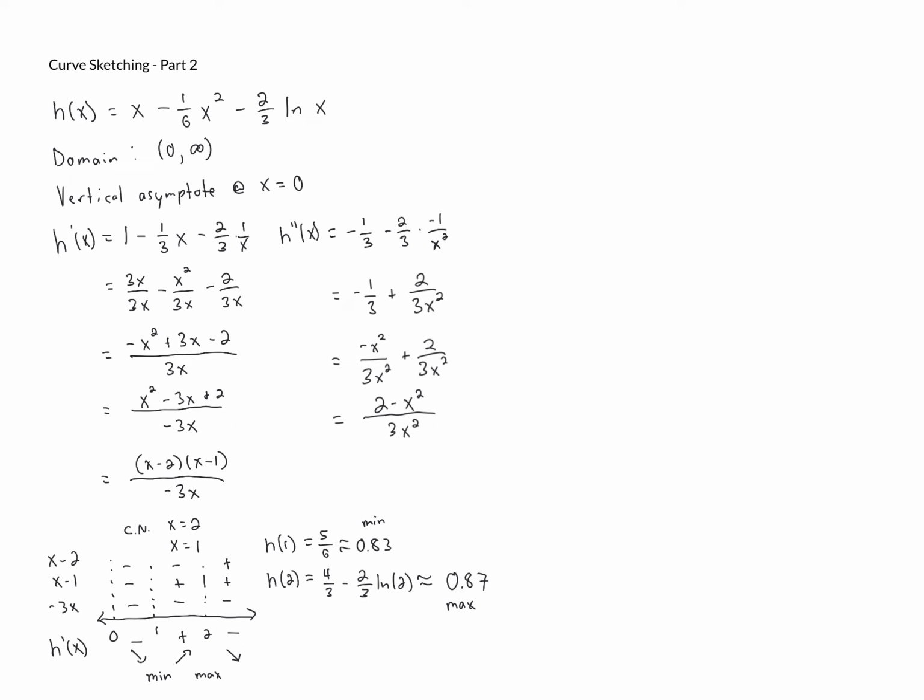2 minus x squared over 3x squared. Now, this is going to equal 0 whenever the numerator equals 0. And that's going to equal 0 when x squared is 2, which is when x is plus or minus root 2. But negative root 2 isn't in our domain, so we just need to examine positive root 2.